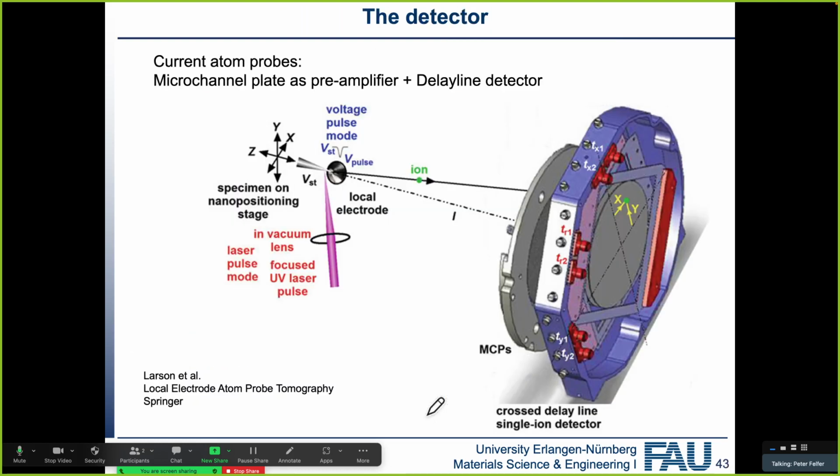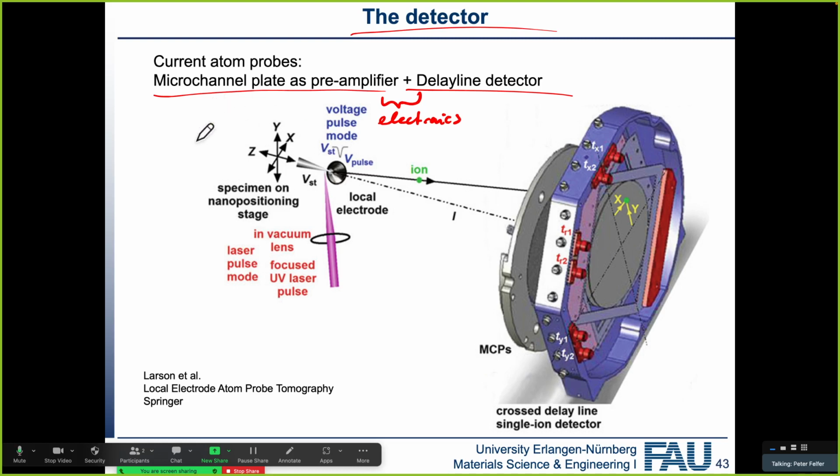Okay, which brings us to the last important bit for the atom probe, which is the detector. And the detector in all current atom probes is a microchannel plate as preamplifier plus a delay line for position encoding, plus some intermediate electronics. And this is a model of a cross delay line single ion detector. And we can go downstairs and I'll show you what a real delay line detector looks like, because we are one of the very few people that just have one lying around that's not used somewhere.